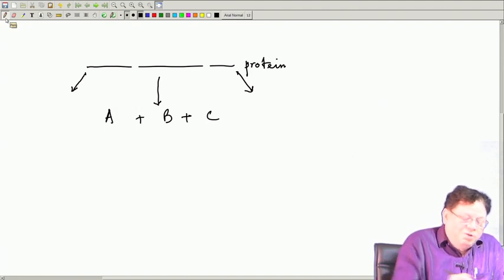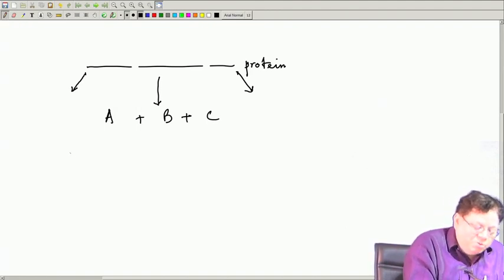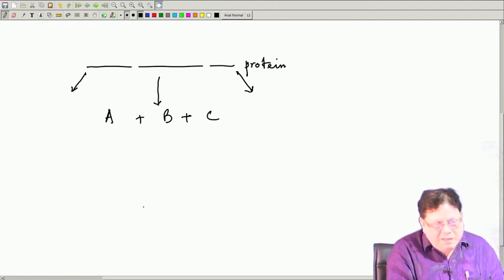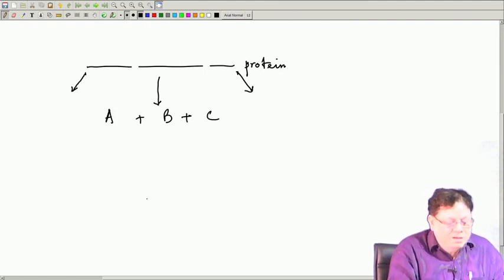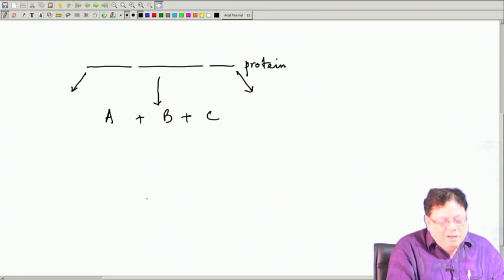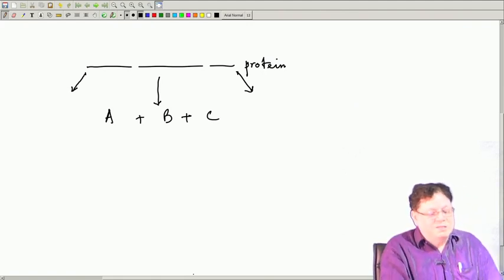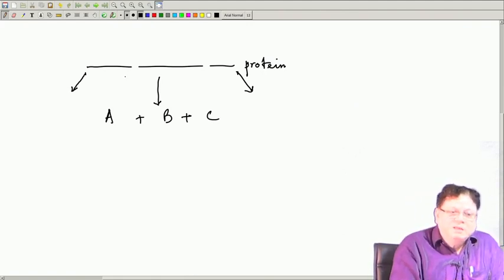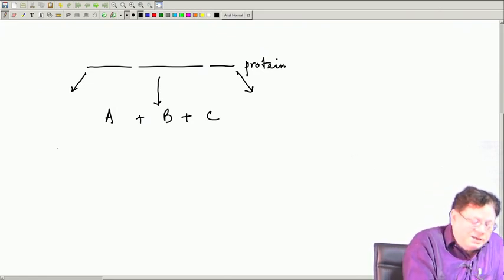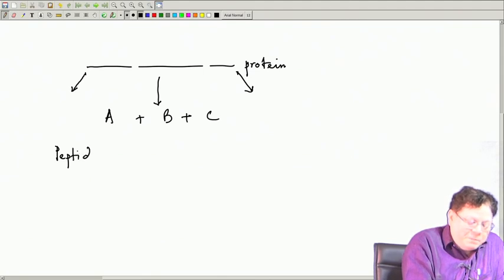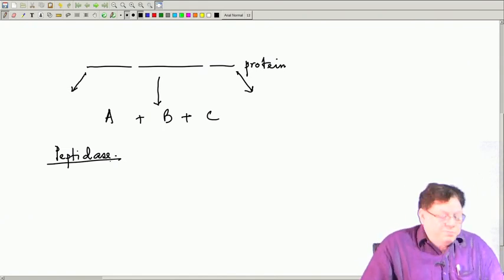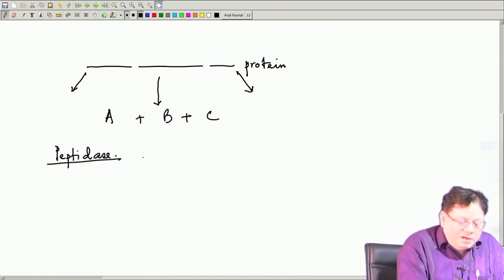Now, the enzymes used for this, remember, enzymes are also proteins. Proteins which have catalytic power are called enzymes. Because these enzymes break the peptide bond, they are collectively called peptidase. Now, what are some of these enzymes?